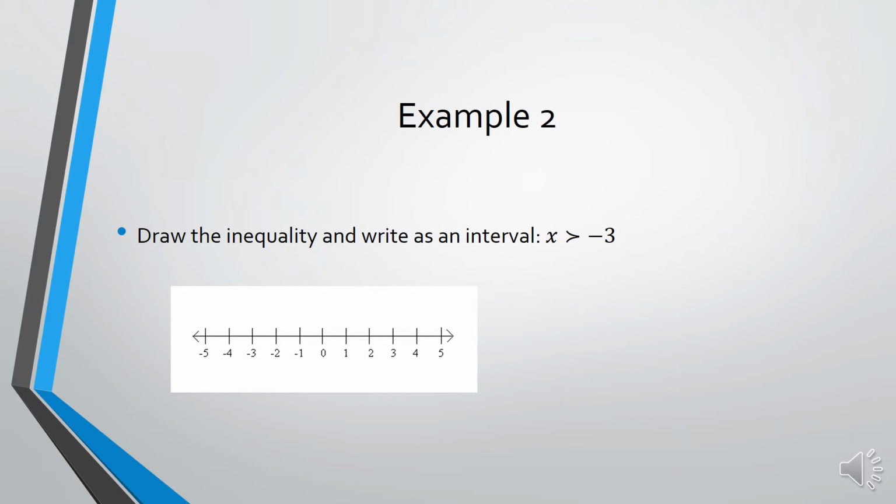Now let's draw the inequality and also write it as an interval. x is greater than negative 3. So here's negative 3 on my number line. We said it's greater than. We did not say equal to, so I'm going to draw an open circle. And we'll shade everything that's above it.